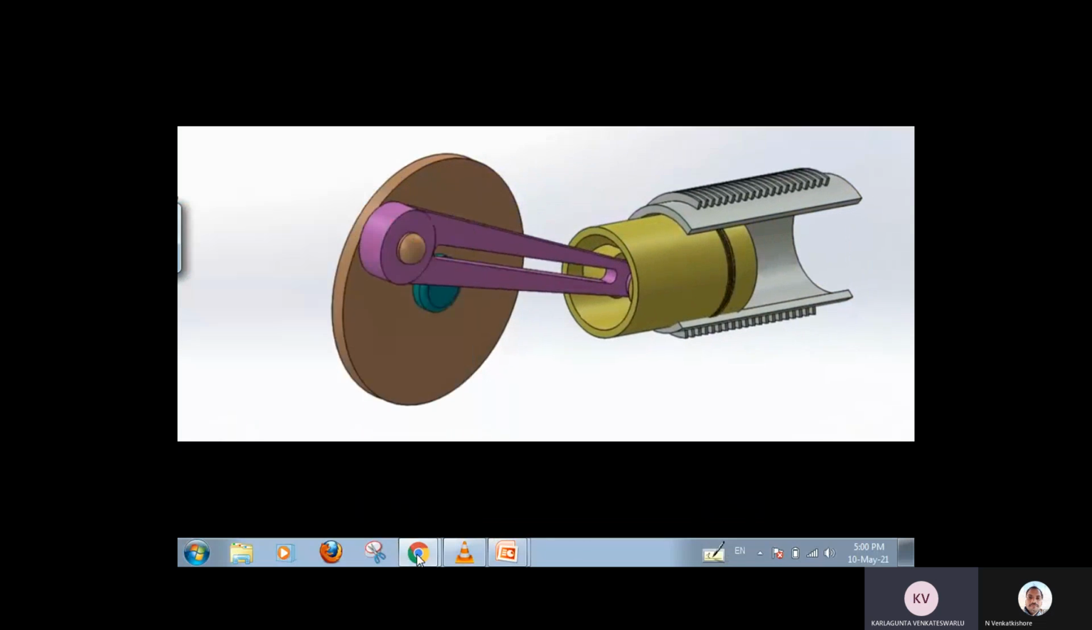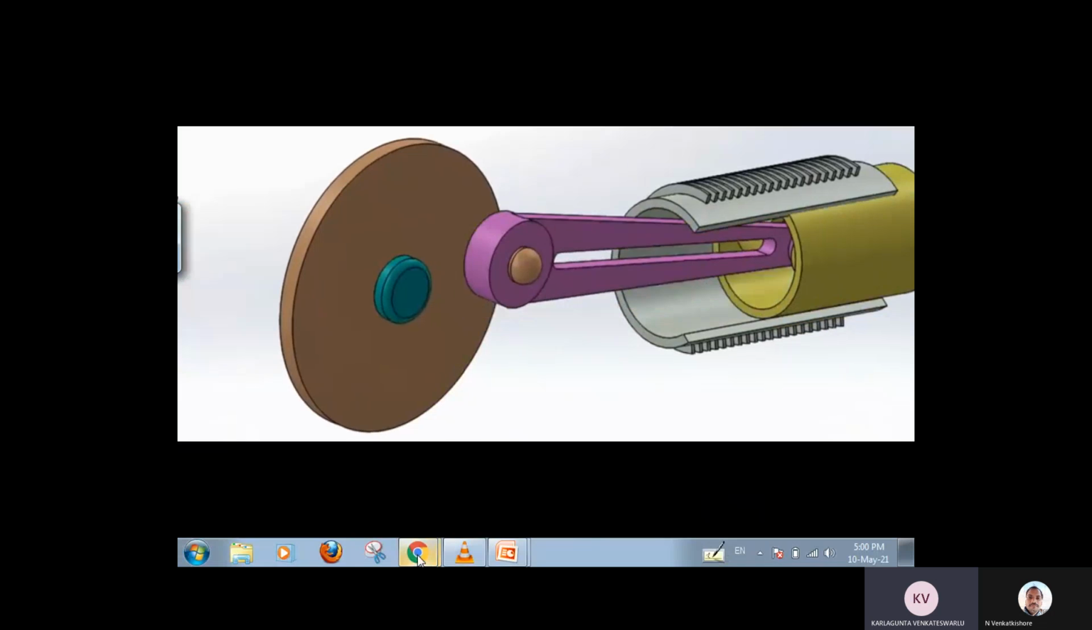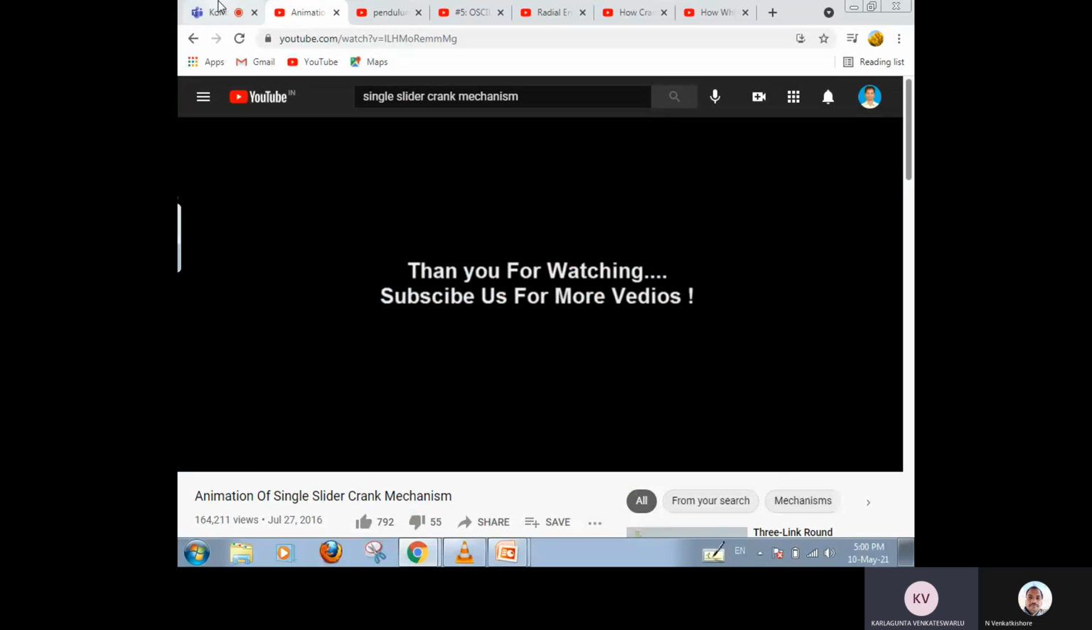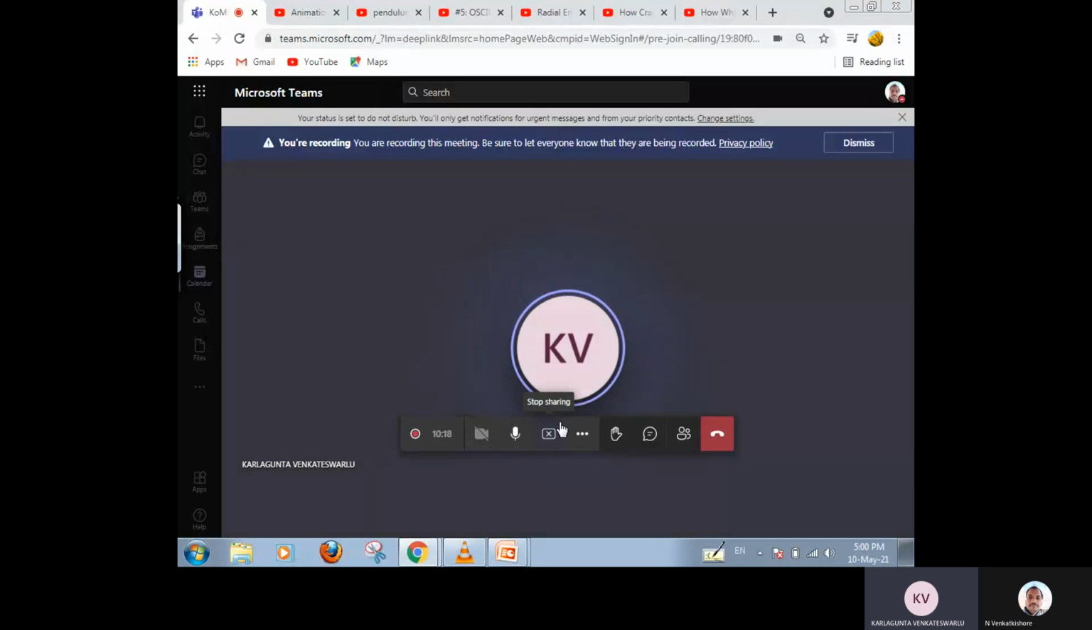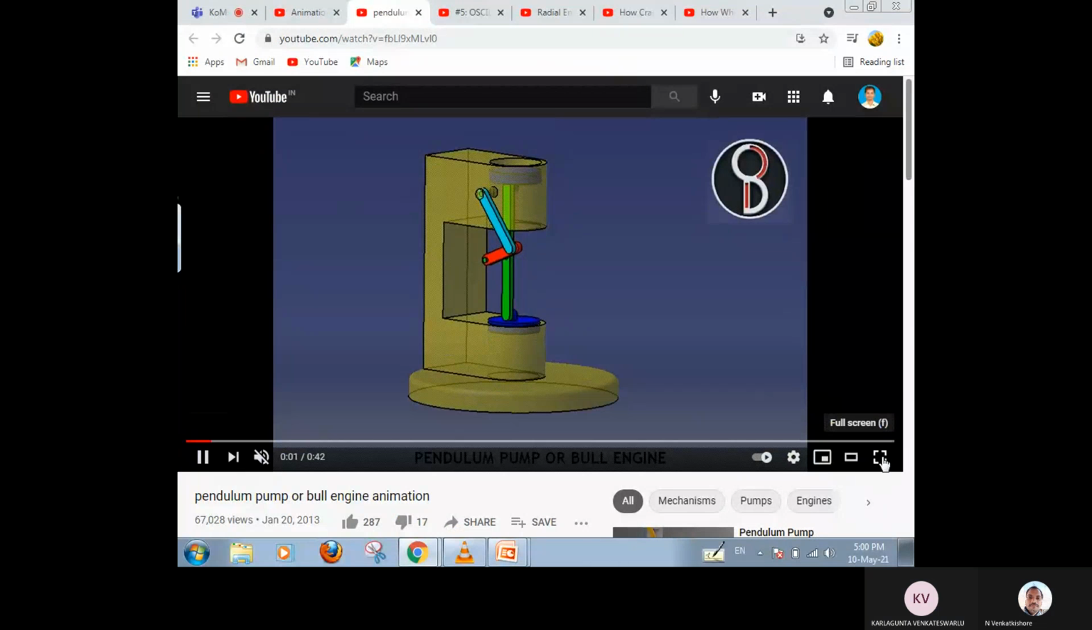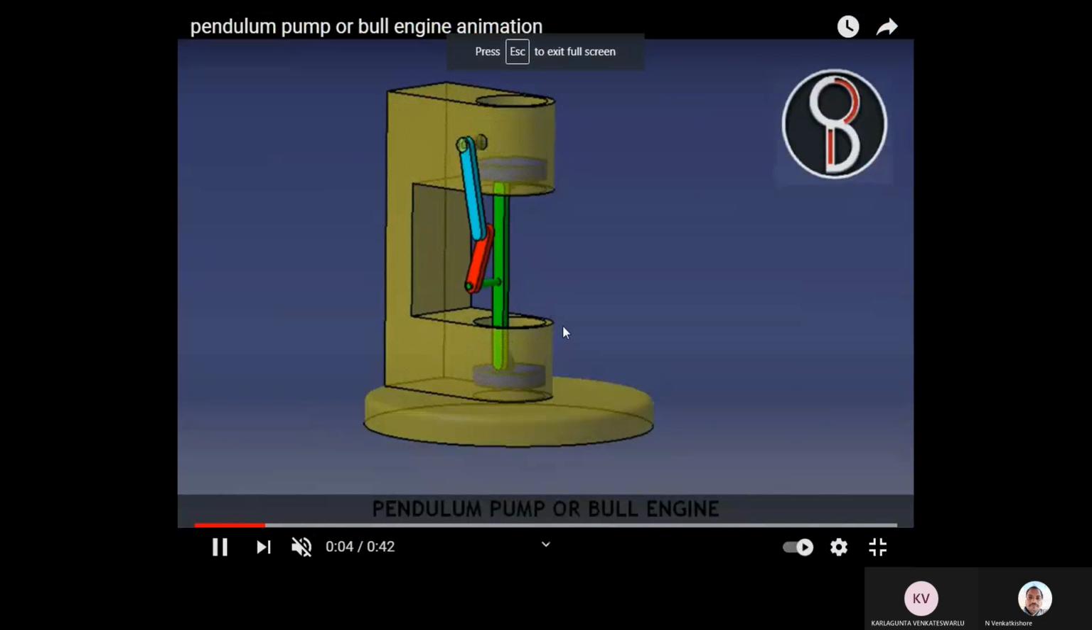It is called the pendulum type. See, the red color indicates the crank, against which the blue color is oscillating, so that the pistons are reciprocating.